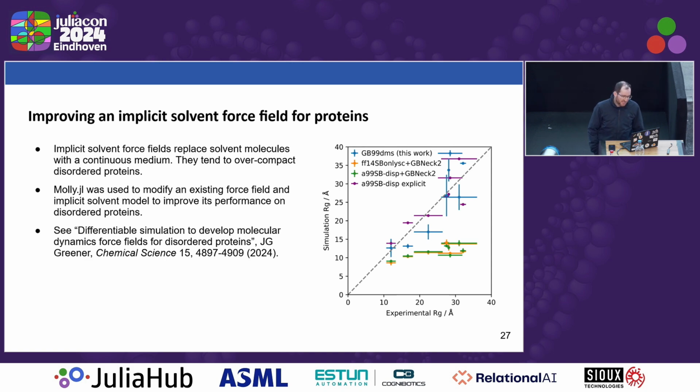And so we use Molly to modify an existing force field and implicit solvent method to improve its performance on disordered proteins. And so on the right here, you can see in orange and green is the correlation of radius of gyration, which is how compact these proteins are, between experiment and simulation. And in the existing implicit solvent methods, which are orange and green, you see that it's a poor match. And the match of our new method in blue is much closer to the experimental values and to explicit solvent simulations in purple. And if you want to read more about that, you can read about that in this paper.